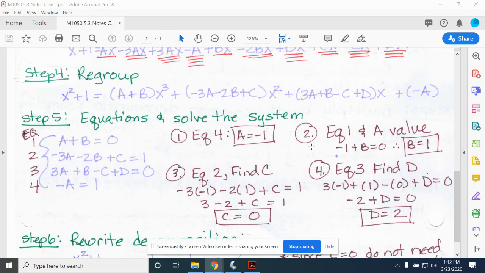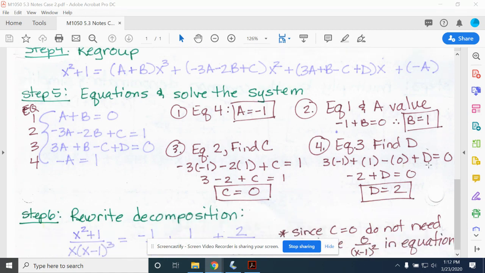On my step 2 of solving, I took equation 1 over here and our a value and put those together and got our b value. Then we're down to knowing what a and b are, so I take equation 2 and I can substitute in our value for a and our value for b and get our value for c in the end. And then lastly, we did the same thing by using equation 3 and all the values of a, b, and c to find the value of d.